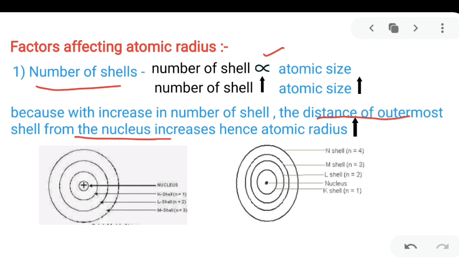Here you can see one example. Here is the structure of an atom which consists of 3 shells, K, L and M. And here is another atom which consists of 4 shells, K, L, M, N. It is obvious that the distance from the nucleus to the third shell is always less than the distance from the nucleus to the fourth shell. So the atomic radius of the first atom is less than the atomic radius of the second atom.